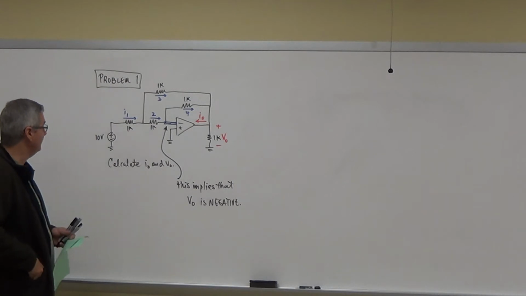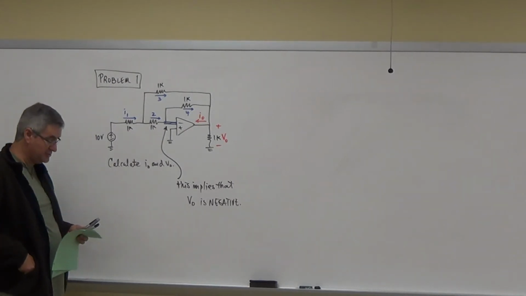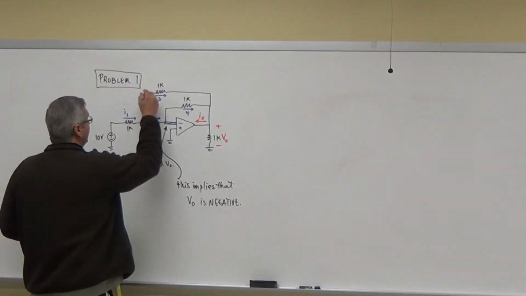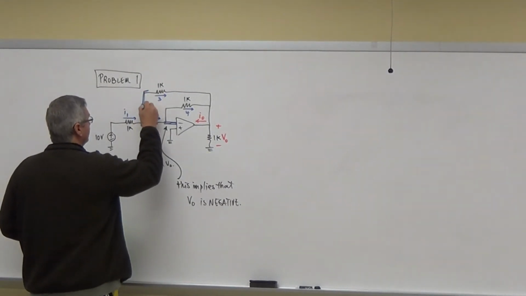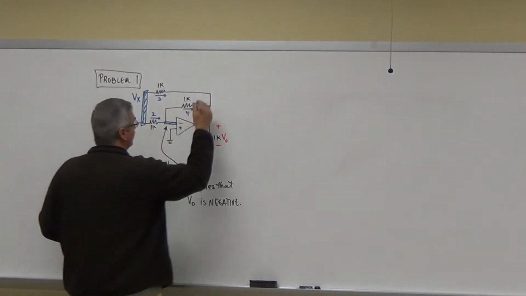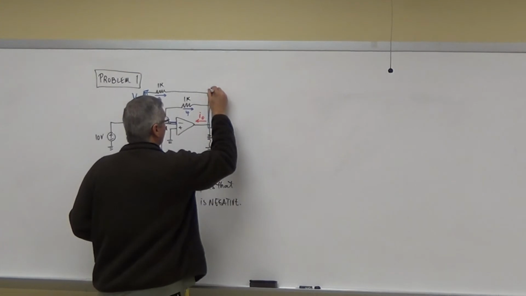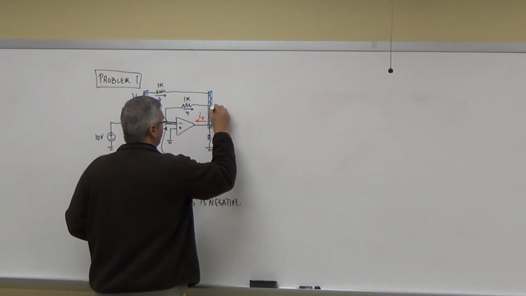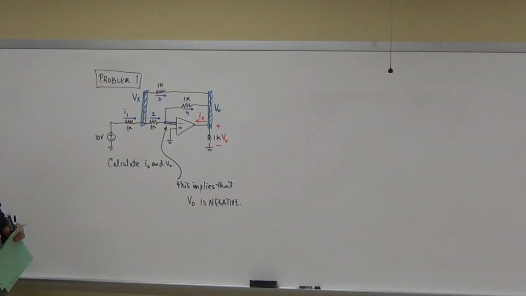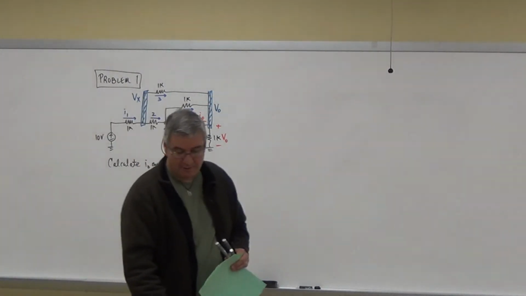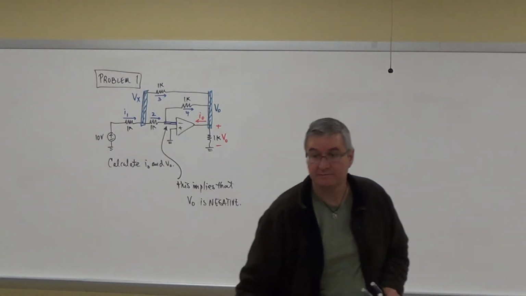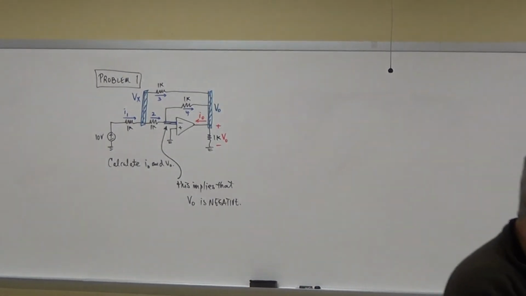So since I seem to like using x as a node variable, I'm going to continue to use x. So I'm going to say that this node right here I'm going to call Vx. And this node over here has to be V naught. Right? That has to be the node right there. So what I want to do here is focus on just following the current. Okay? Just following the current.